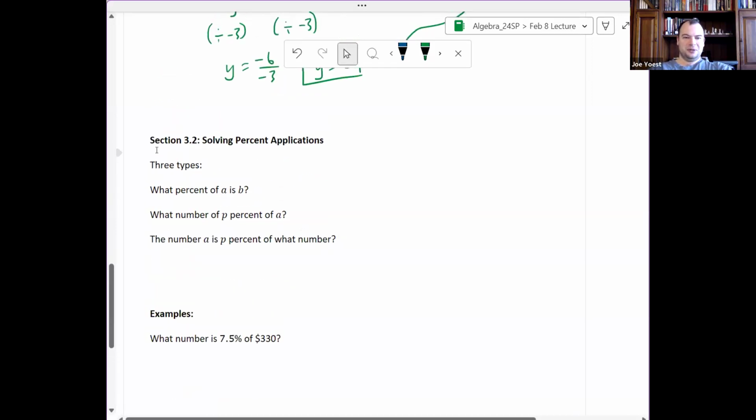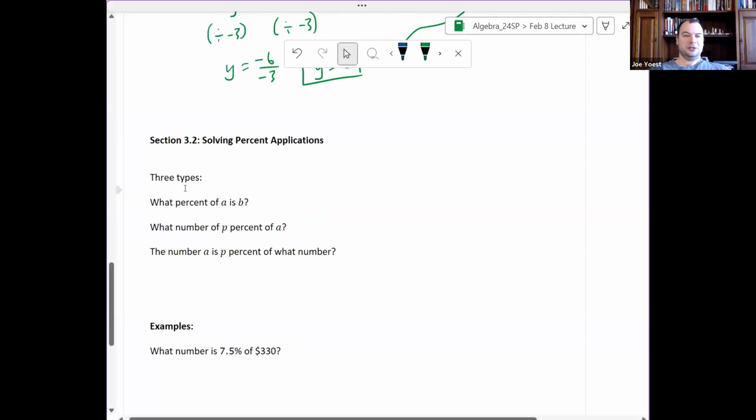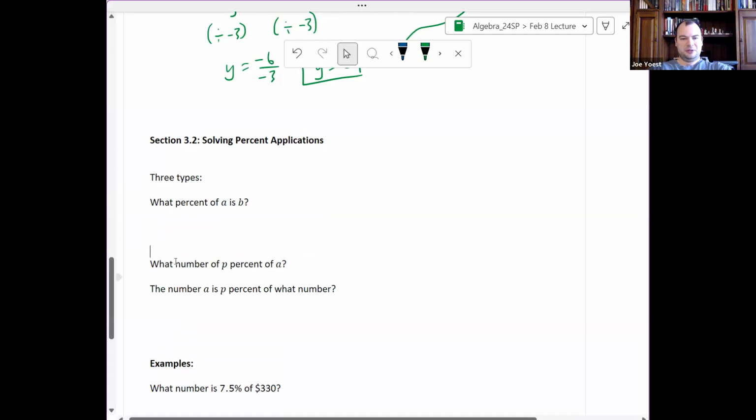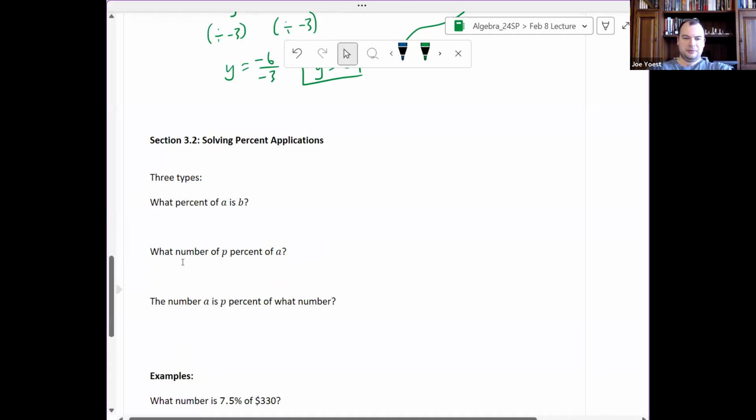Solving percent applications. So we're looking at applications that involve percents in some way. And we have three basic types of percent problems. Maybe I'll give myself a little more space here. We have three different basic types. What percent of a number is another number? What number is p% of another number? Or the number a is p% of what number?